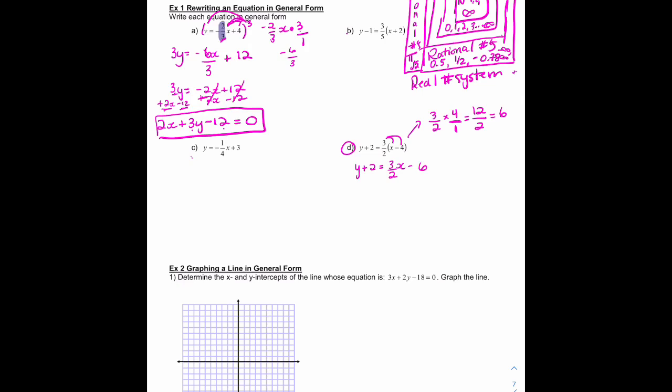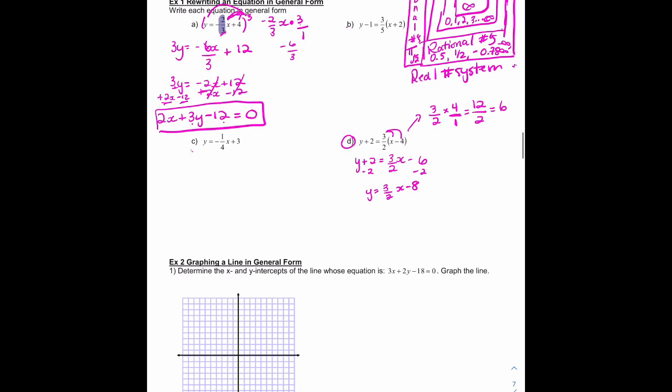There we go. All right, now I am going to simplify a little bit more. So in order to do that, I'm going to subtract 2. So that's y is equal to 3 over 2x minus 8. And then I'm going to multiply everything by my lowest common denominator, this 2 here, because I have a fraction. I need to get rid of that fraction. So I'm just making an equivalent equation. So I'm multiplying everything by 2: negative 8 by 2, 3 over 2 by 2, and y by 2.